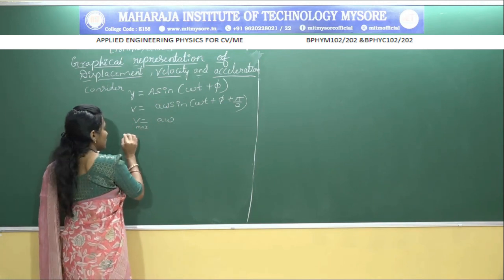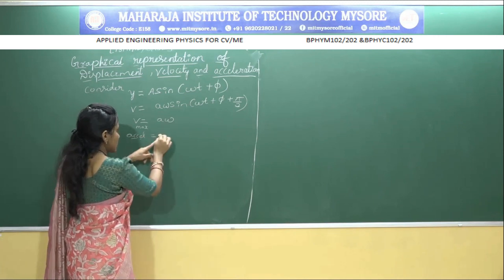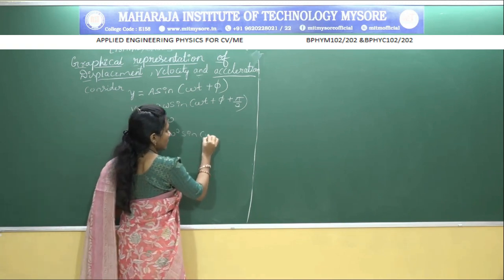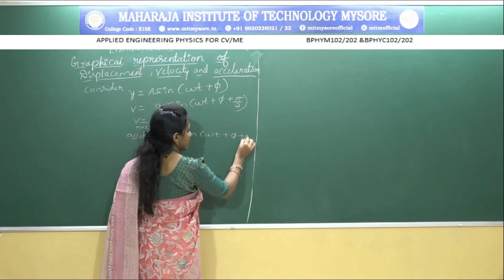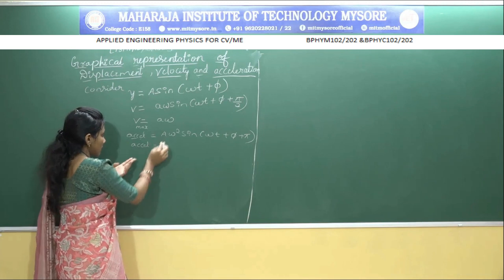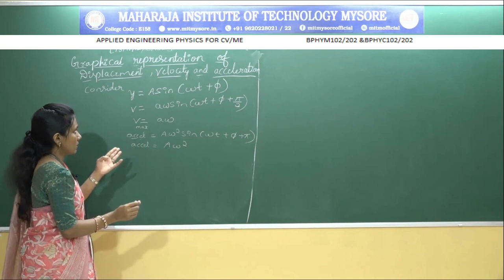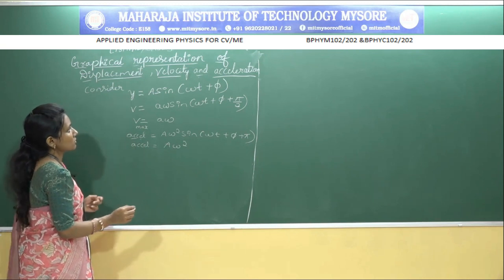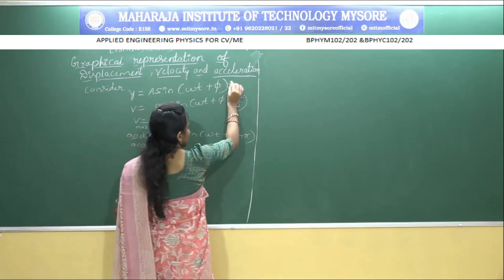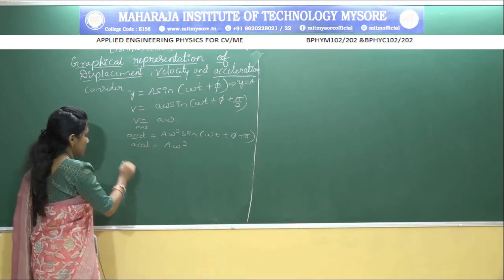Similarly, what is the acceleration? Acceleration is A omega square sin of omega t plus phi plus pi. If we take only the magnitude, it is A omega square. Similarly in the displacement equation, if we consider only the amplitude, y is equal to A.